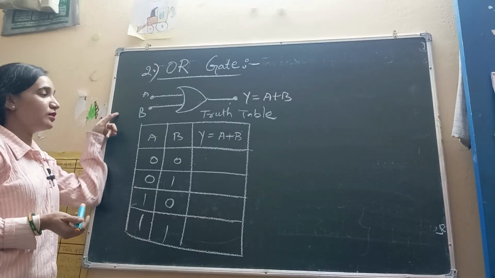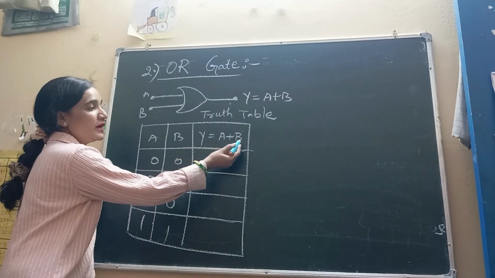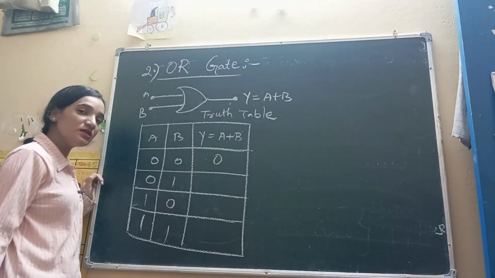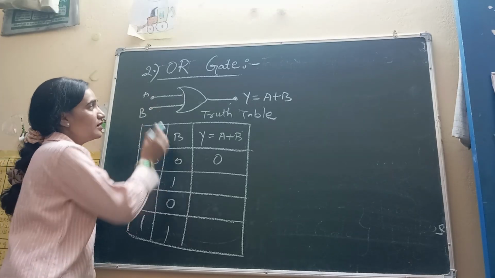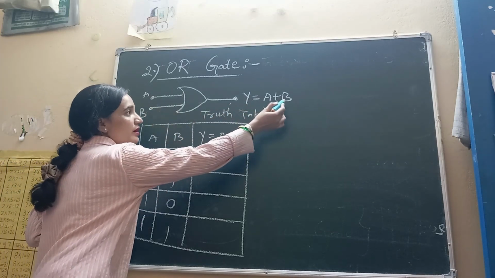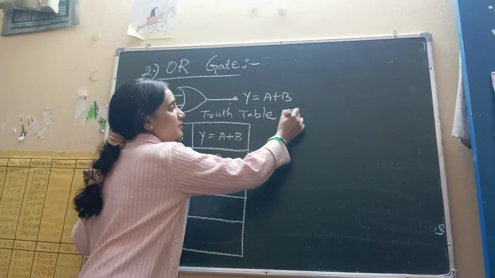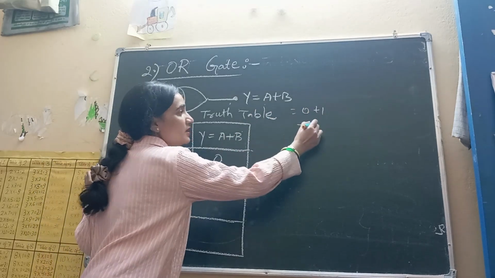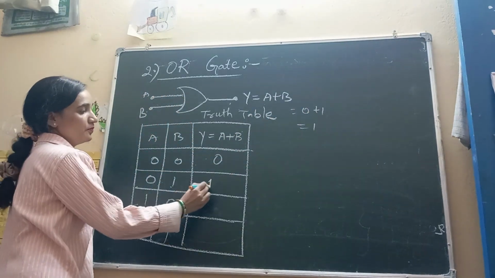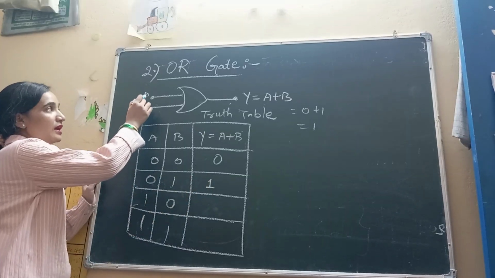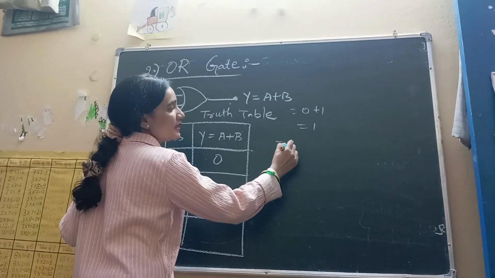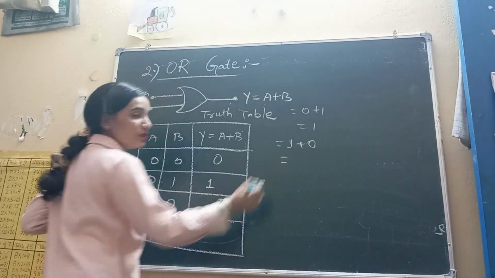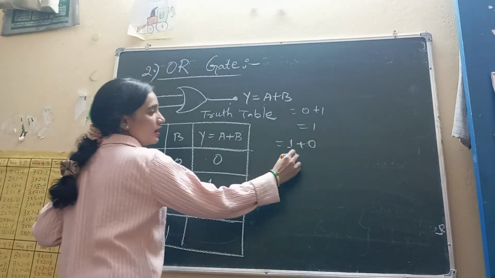When both the inputs are low, meaning 0 plus 0, we get 0. When A is low and B is high, meaning 0 plus 1, we get 1. When A is high and B is low, meaning 1 plus 0, again we get 1.